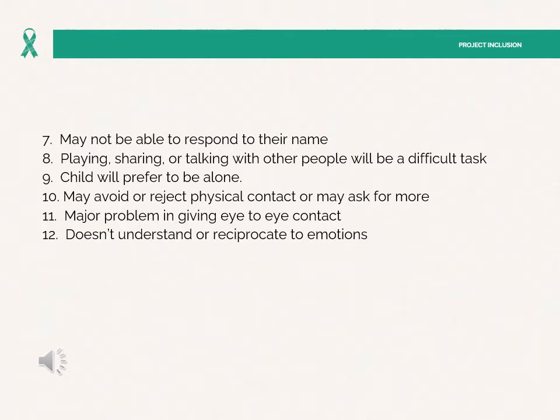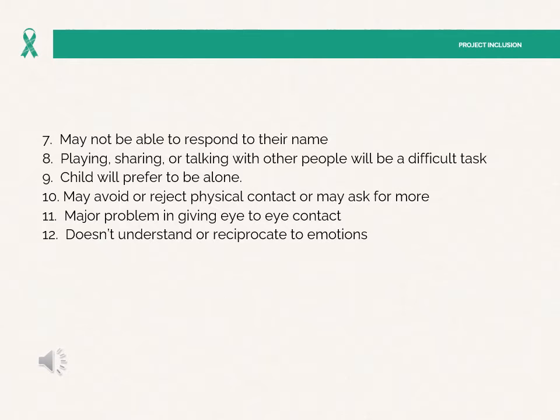10th, they may avoid or reject physical contact or may ask for more. This is as a result of poor sensory integration that we see in children with ASD. Some of them may ask the parents for tight hugs, they may ask for more kisses or pecks on the cheeks, whereas on the other hand, some children with ASD may repel completely those caregivers who want to hug them.